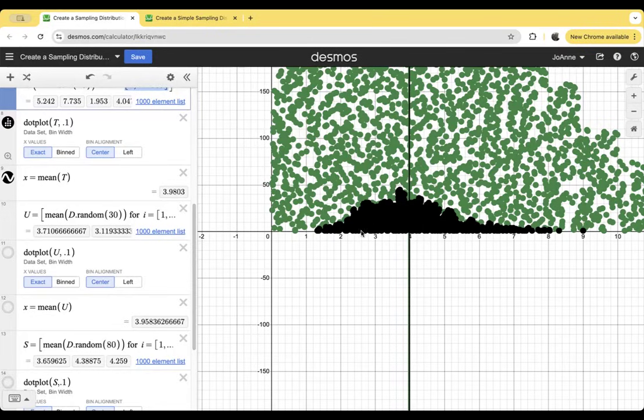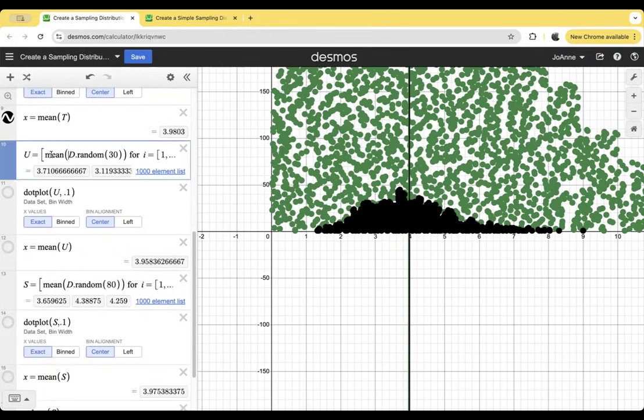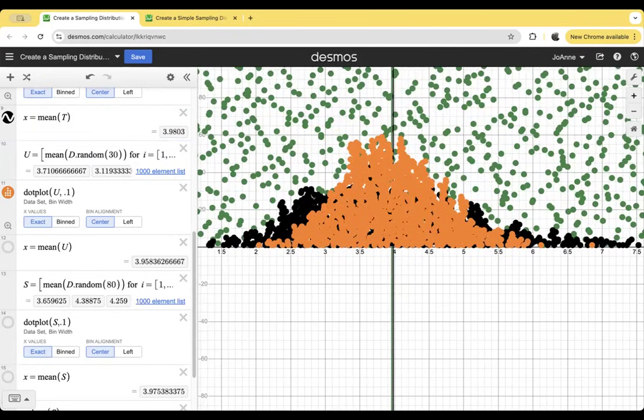Okay, but let me keep going now. Now that we see what the sampling distribution looks like when samples are size 10, I'm using the same syntax here to find samples of size 30. Taking the mean of a random sample of size 30, doing it 1,000 times, and creating a dot plot out of it. And in orange, you are going to see 1,000 sample means, but these sample means are taken from samples of size 30, whereas the black were samples of size 10.